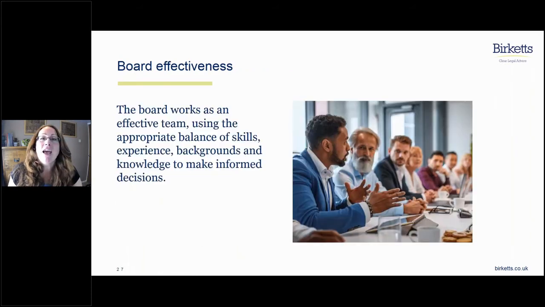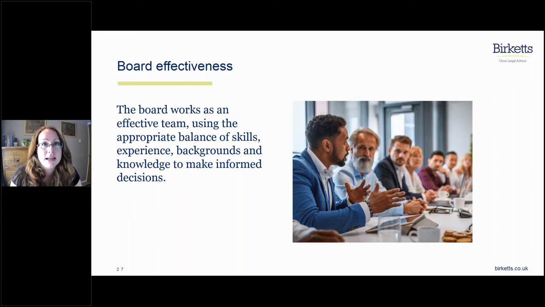So in practice, what you need to be thinking about here is your board composition, is thinking about whether you have people on the board who have the right skills, experience, and knowledge for your particular charity and the objectives that you have, your overarching organisational purpose.